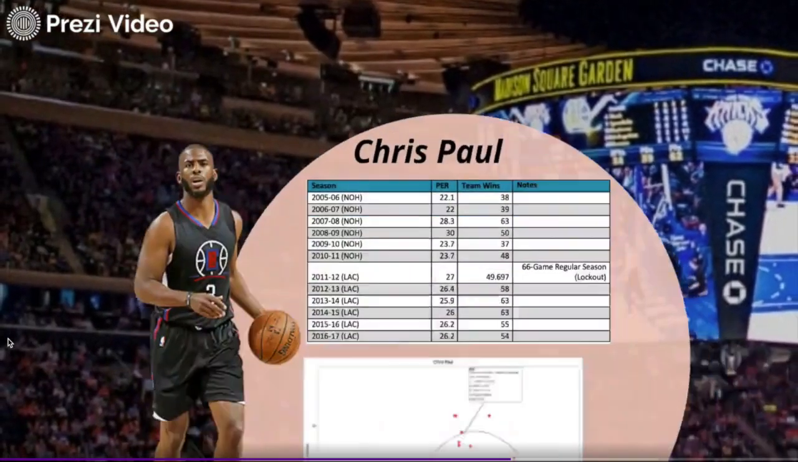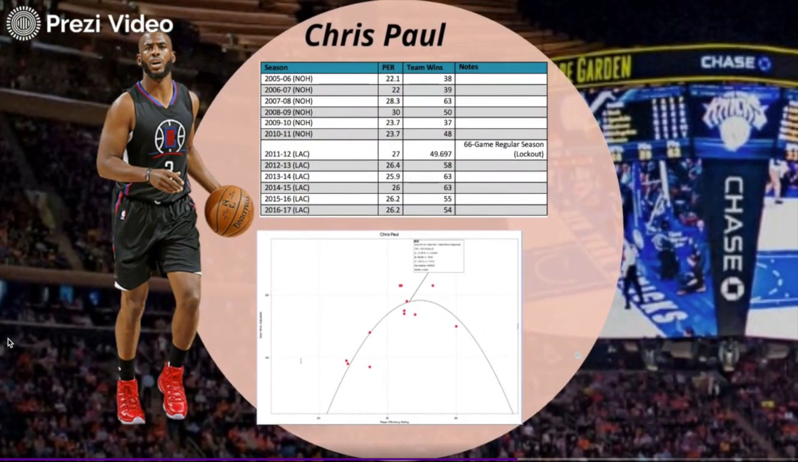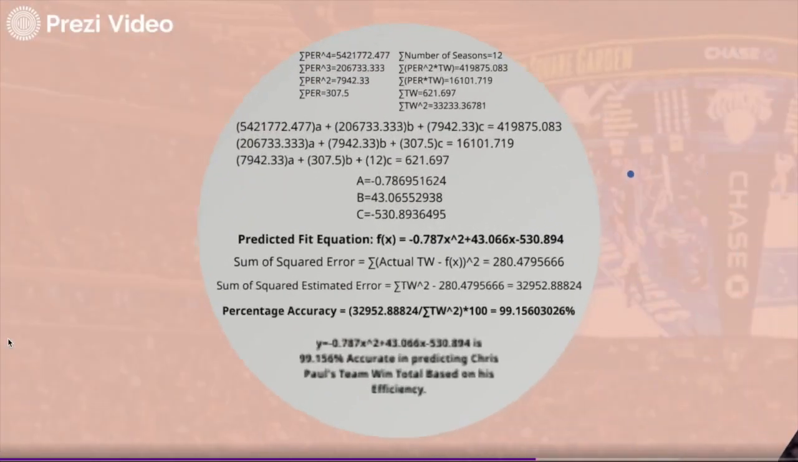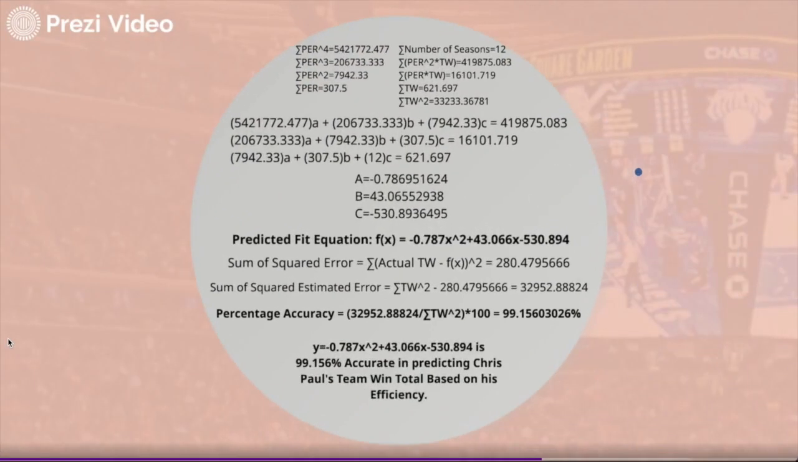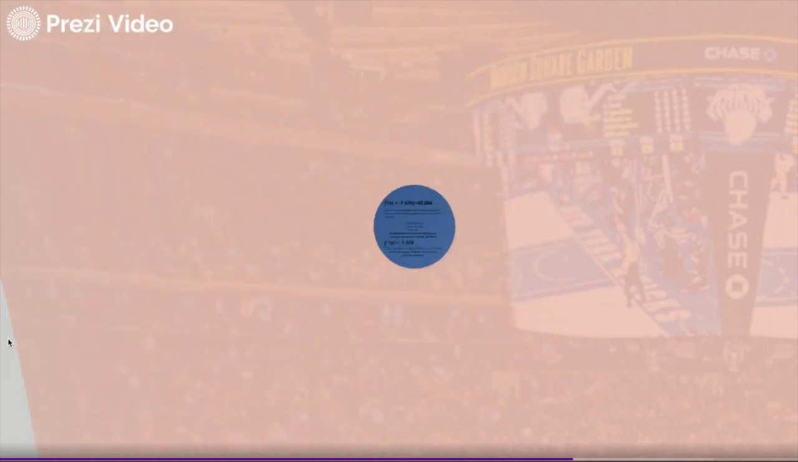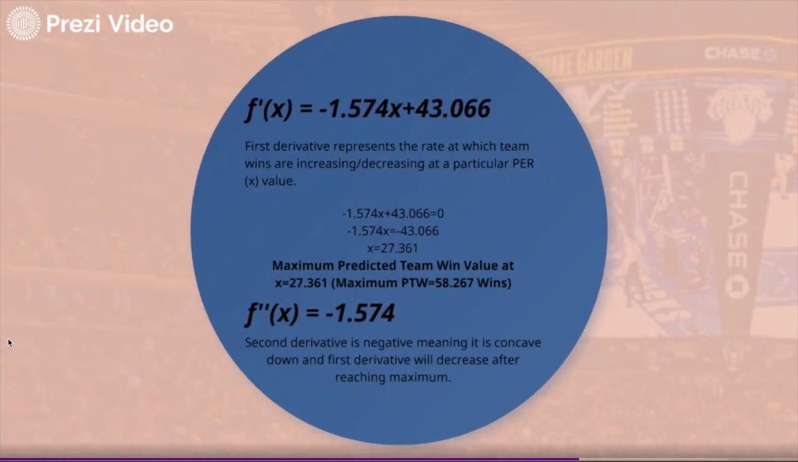Now we examine Chris Paul, one of the best point guards of all time. Noticeably, his win totals changed following his departure to a better team, while he maintained his strong PER values. The calculations of the quadratic fit reflected those changes through the function y equals negative 7.787x squared plus 43.066x minus 530.894, with a percentage accuracy of around 99%. Different than LeBron, Paul's second derivative is negative, meaning there is a maximum value. The maximum is found at the point (27.361, 58.267), which is the highest projected win total.